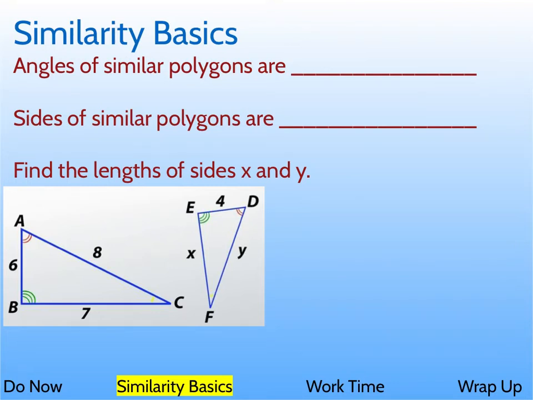All right, so for this, we're just going to look at some basics of similarity. And we've already looked at similar polygons, so a lot of this should be review. And what you should remember is that the angles of similar polygons are always congruent, the corresponding angles, the ones that match up with each other.